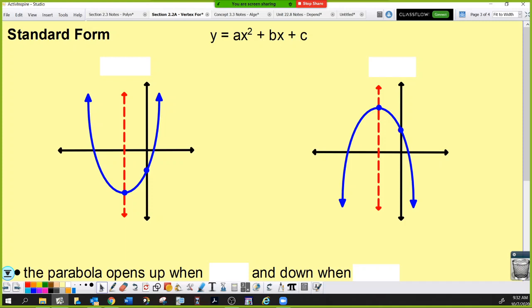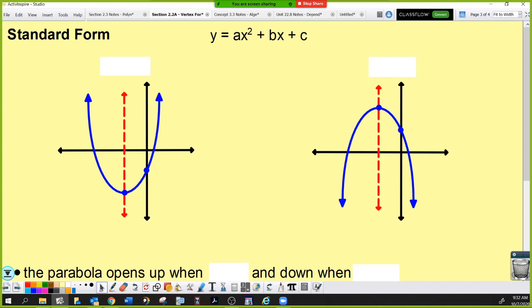Now, just like vertex form, standard form does tell us some things. It does tell us some things. Notice here I have two different pictures of quadratics. I have one that points up and I have one that points down. For vertex form, that number on the front determined whether or not it pointed up or down, right? Positive people smile, negative people frown.